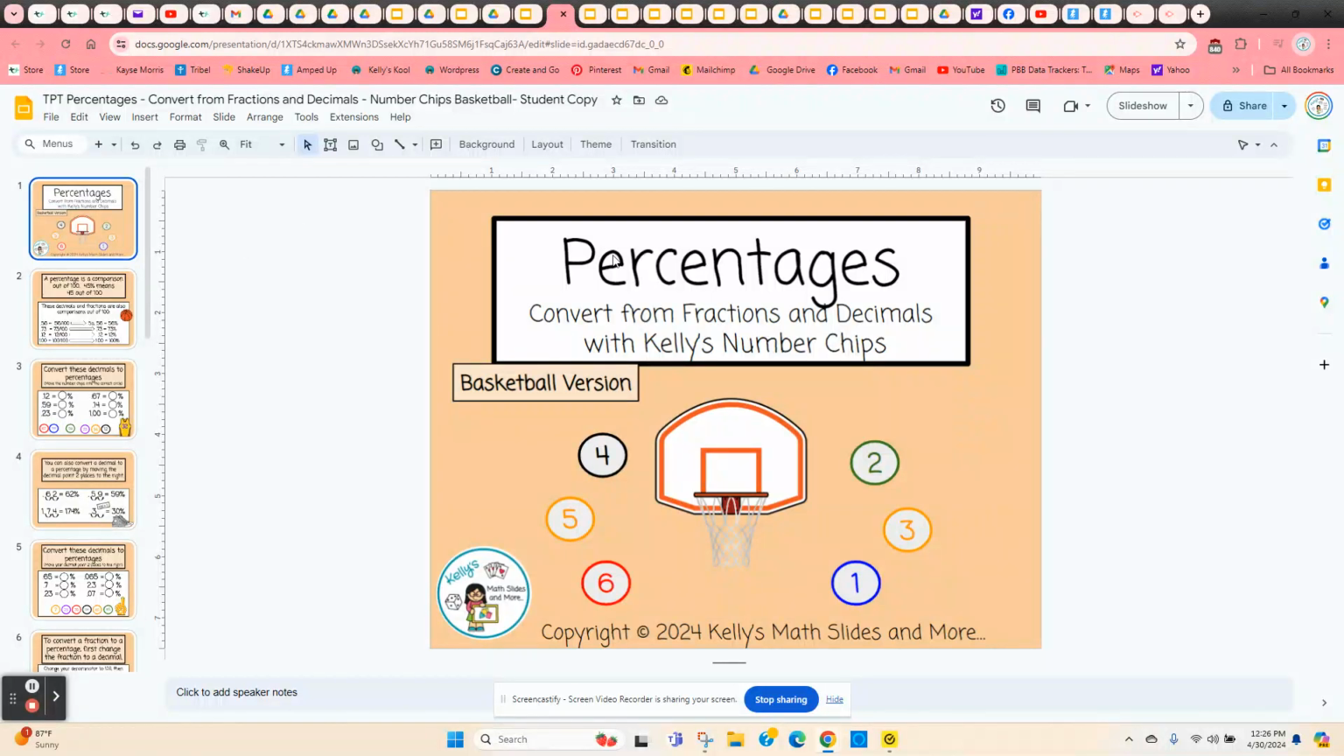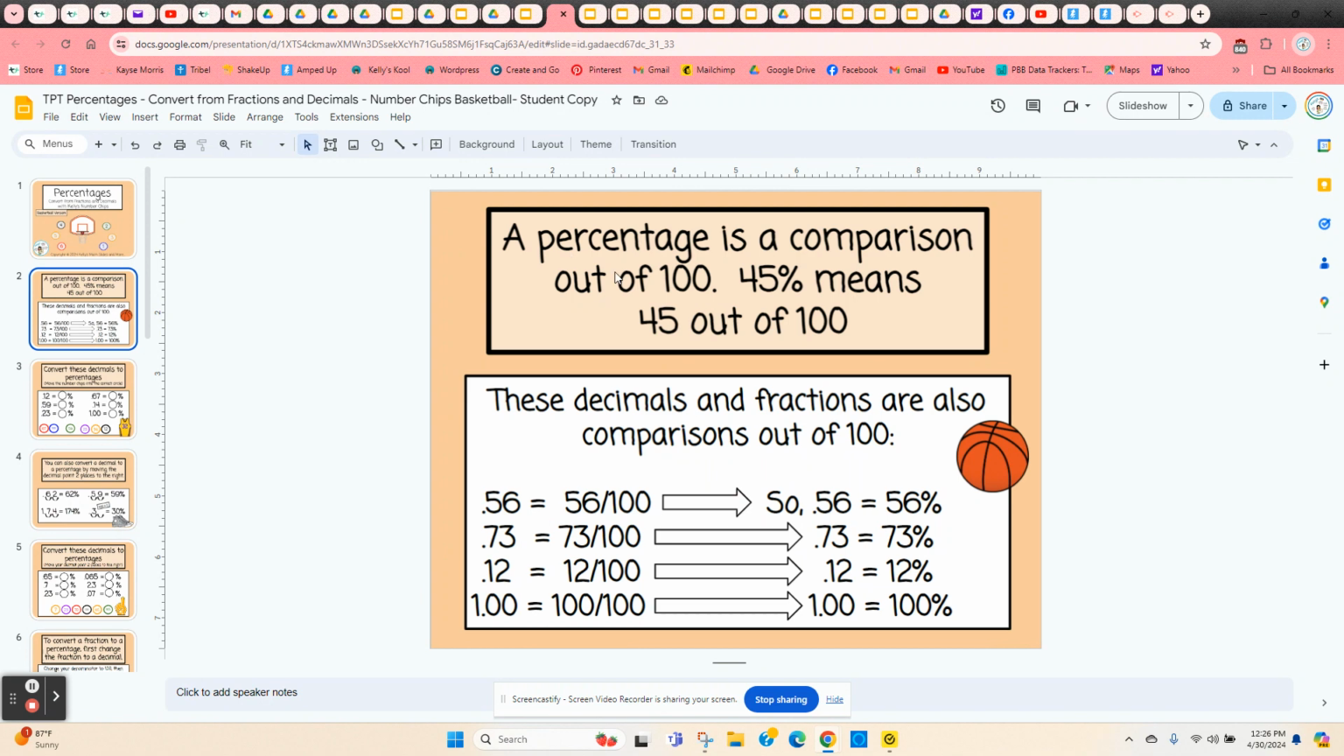Percentages converting from fractions and decimals using number chips. This is a digital lesson, and this is the basketball version. So the next slide is a review for the students of what a percentage is. So it's a comparison out of 100. 45% would mean 45 out of 100.